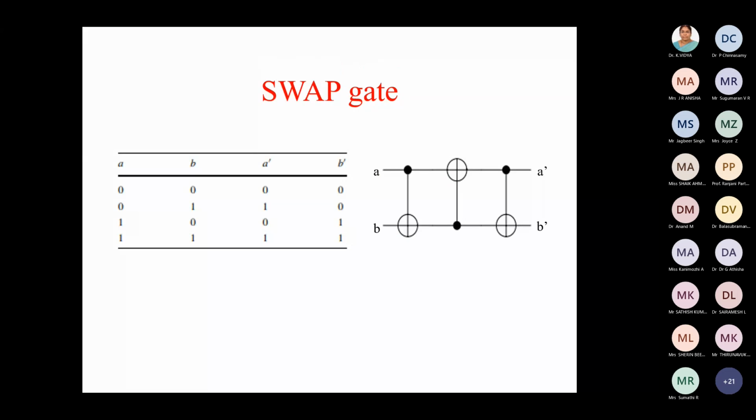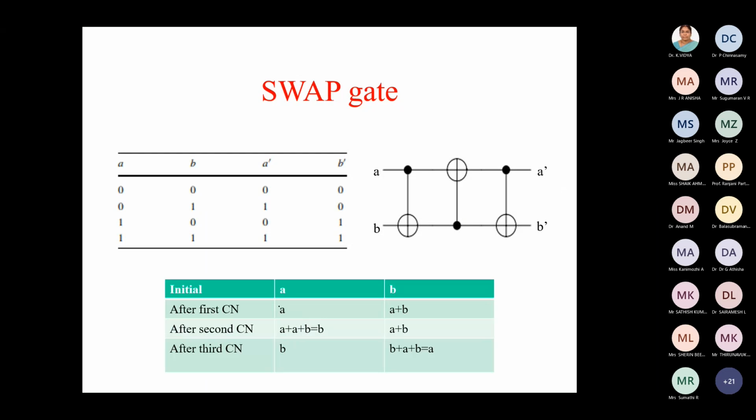Okay. So if I ask you, I want to swap those two qubits A and B. Then if I apply these 3 CNOT gates in this fashion, I will be having B here and A here. So you can do it, verify yourself.